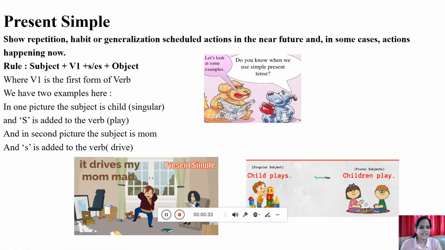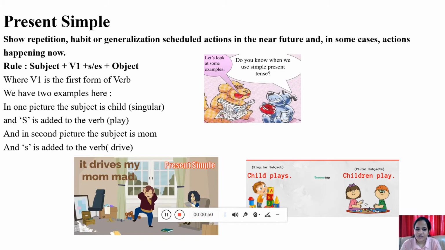Let us see how the rules apply. In this class, let us see how the rules apply for present simple, past simple and future simple, and also their aspects. Now let us see the rules which apply to the present simple.